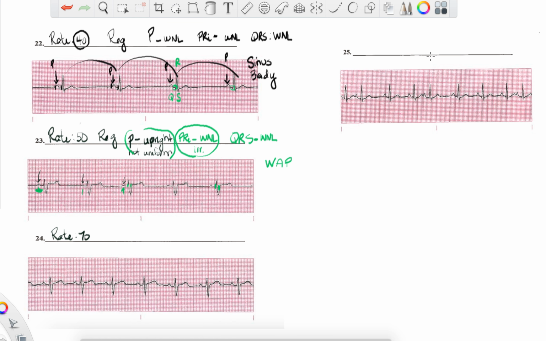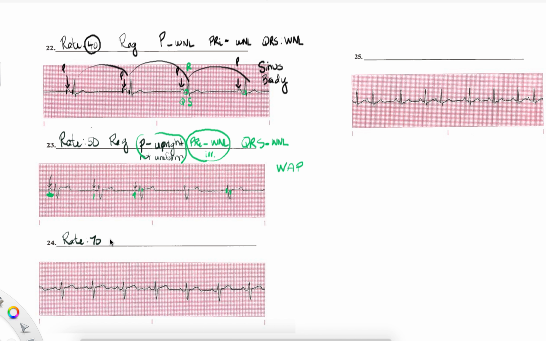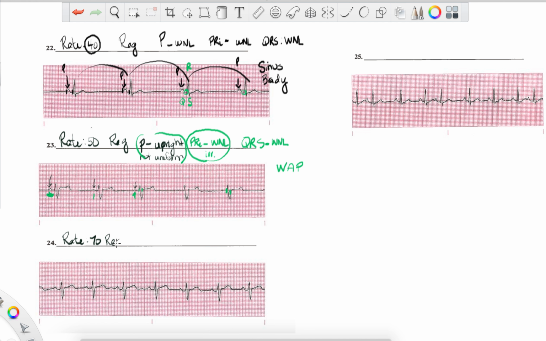Let's see if it's regular. And it is regular. All right, so let's look at the P waves. And you might be thinking the P waves look a teeny bit pointed, but really they look pretty consistent compared to each other. So we'll say they're round-ish, they're upright for certain, and they all look similar to each other. So we'll say they're consistent.